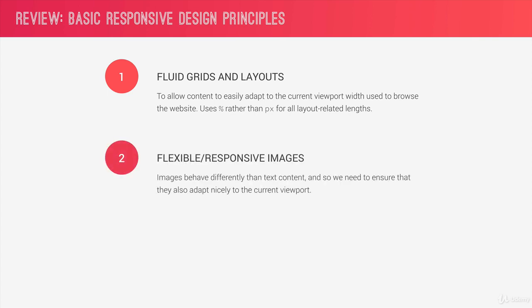The next ingredient are flexible and responsive images. It's necessary to mention this aspect because images behave a bit different than text content, because they do not scale automatically as we change the viewport, and so we need to ensure that they also adapt nicely to the current viewport. Usually we make images flexible by defining their dimensions in percentages, rather than fixed units like pixels. Plus, images usually make up the biggest part of our website's size in terms of megabytes, and so we should optimize the images for different widths, which is something we're going to do later when we talk deeper about responsive images.